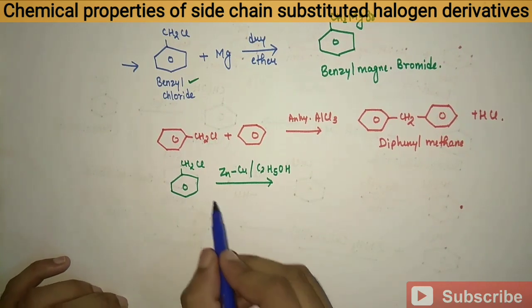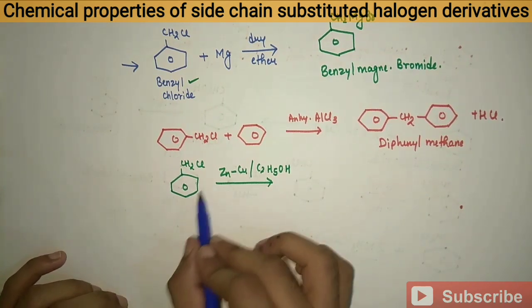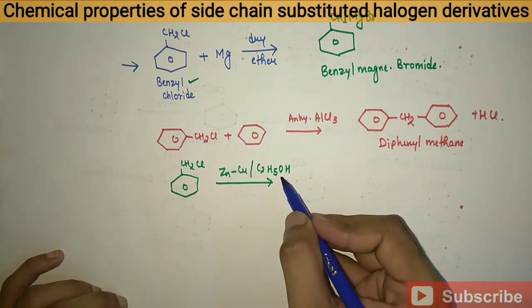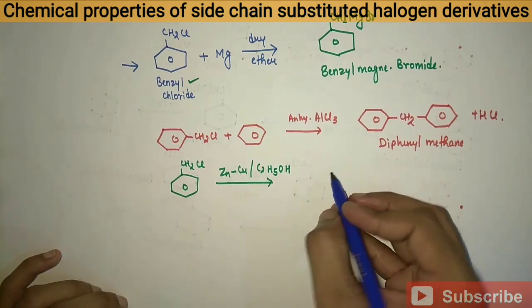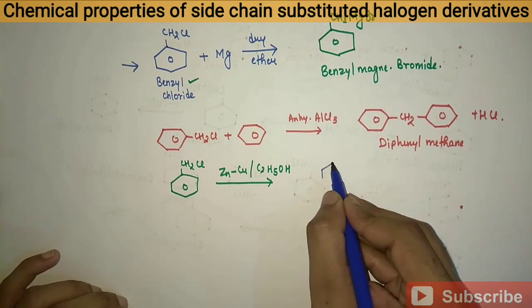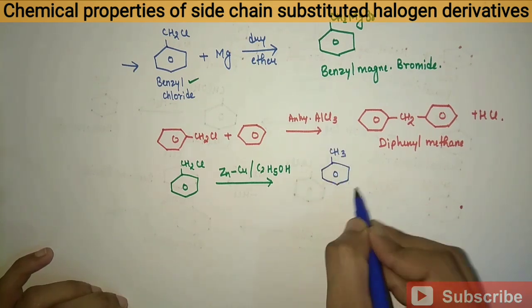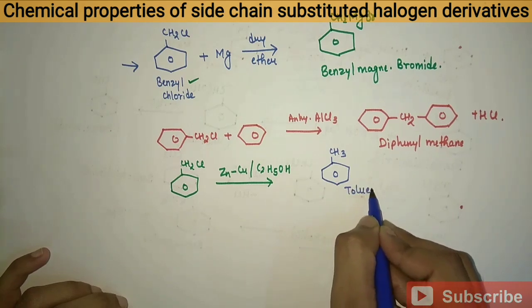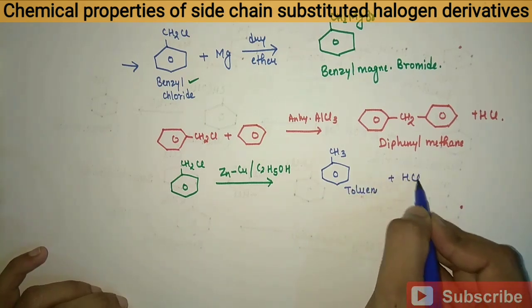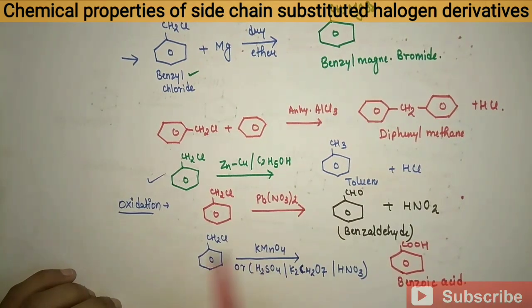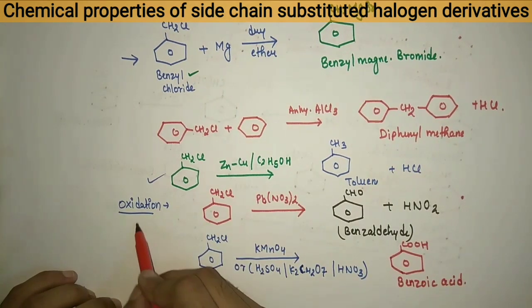Now the next one is reduction. So when it reacts with zinc copper couple and alcohol, it undergoes reduction to form toluene. Okay, this is the reduction. Now the next is oxidation. Okay, this is very important.